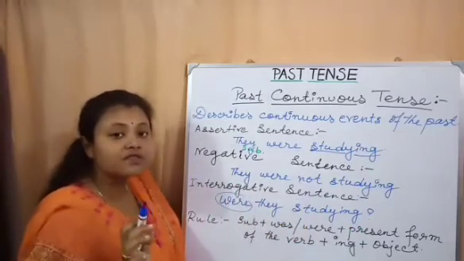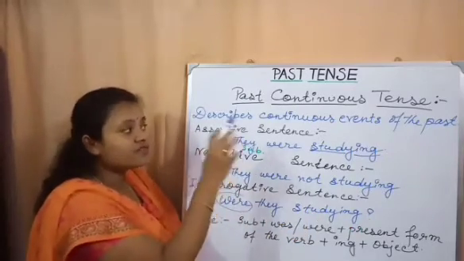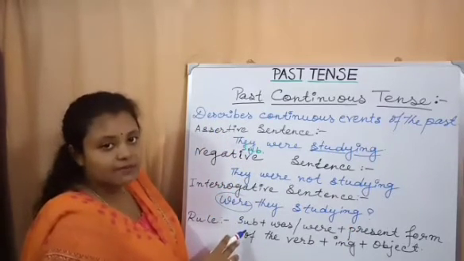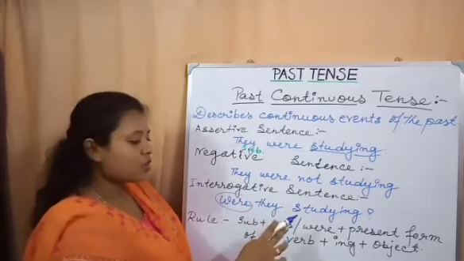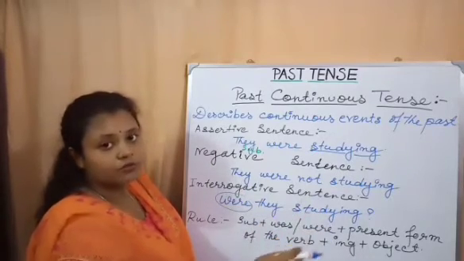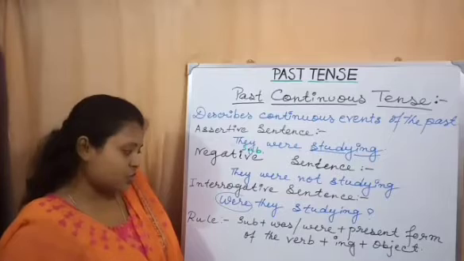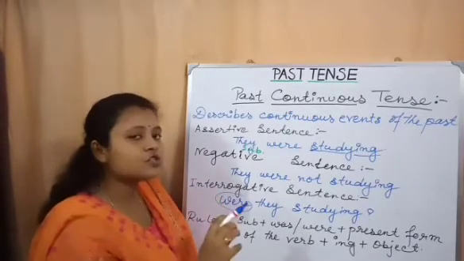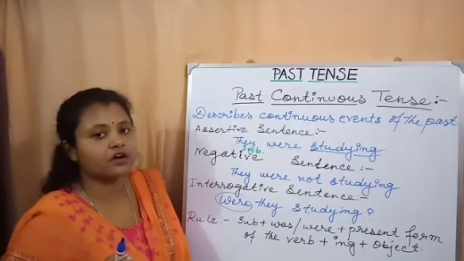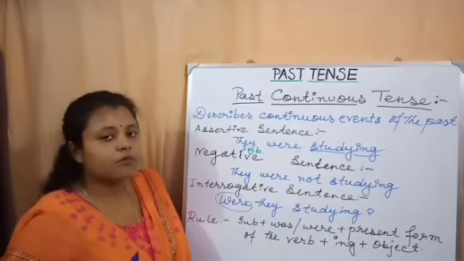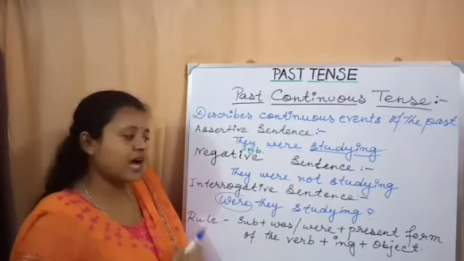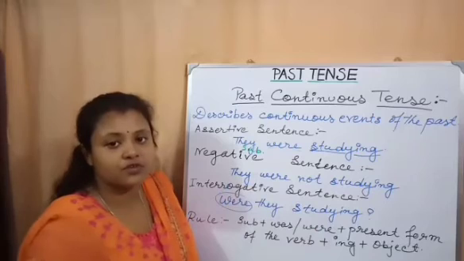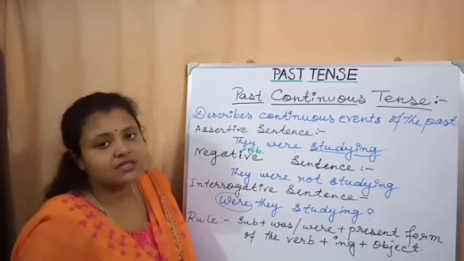So what is the rule of this tense in assertive sentence? First you have to write the subject, then was or were, then the present form of the verb, then ing, then the object. So remember students, you cannot write the past form of the main verb over here. You have to write the present form of the main verb. Then ing you have to add. After that, the rest of the sentence.